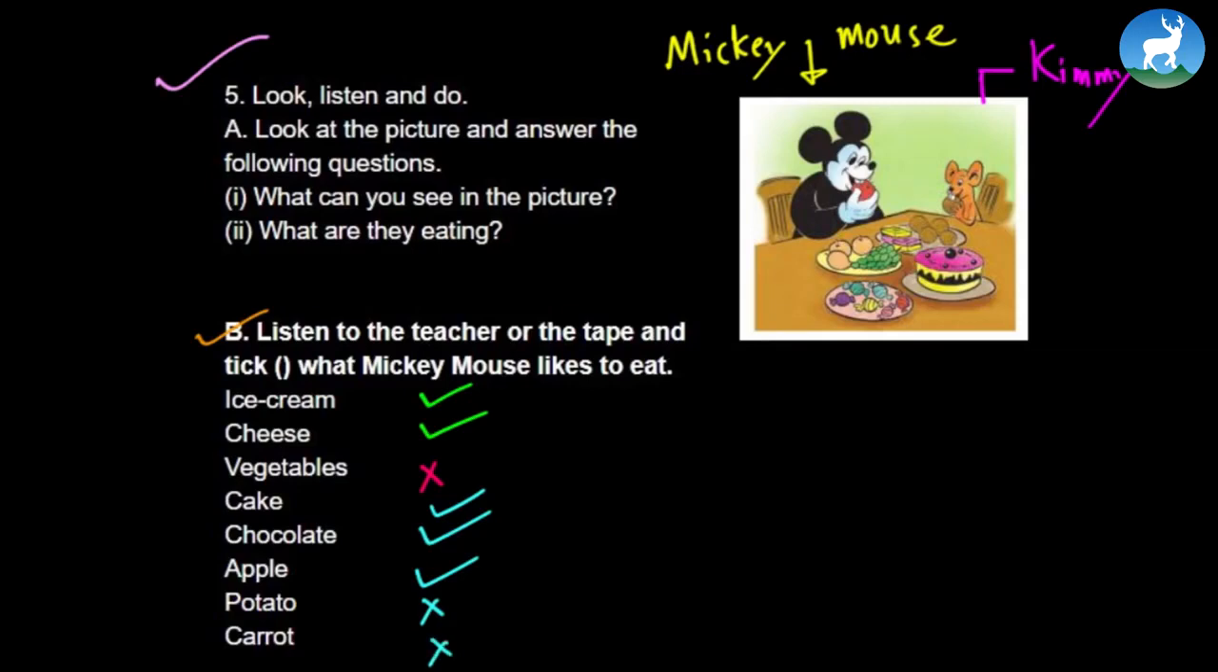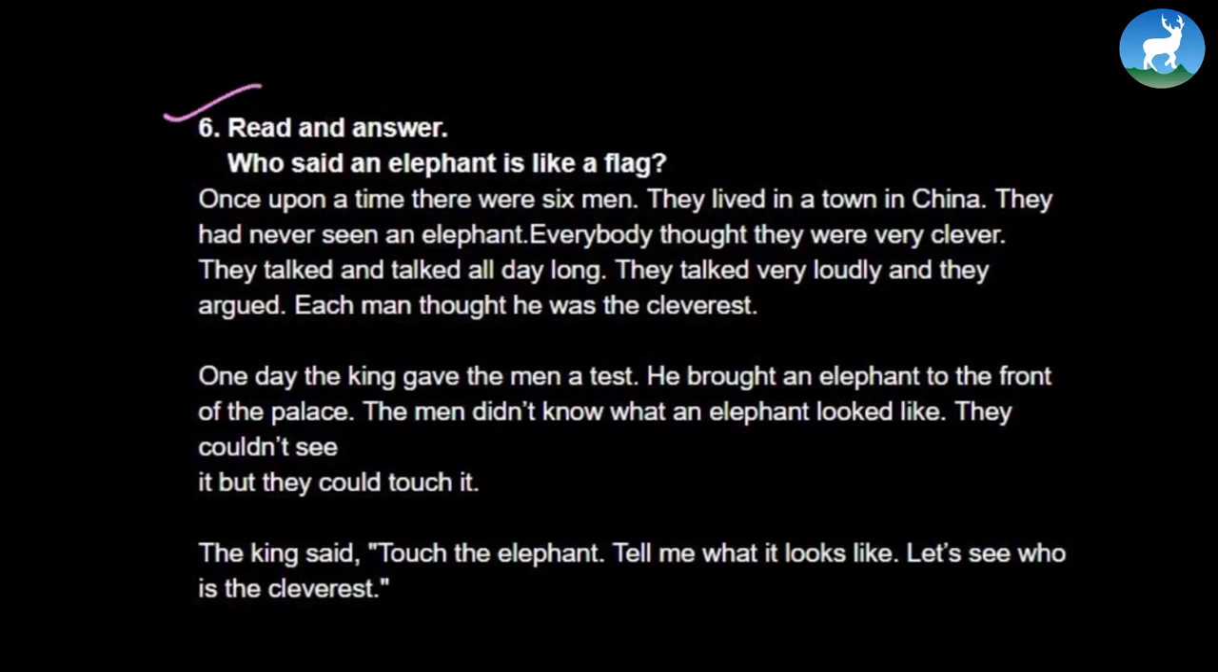Alright, now let's go to the reading portion. The question is read and answer. Who said an elephant is like a flag? Now for that, we have to find out who said that. In order to find out that, we have to read the text. Let's read the comprehension passages.